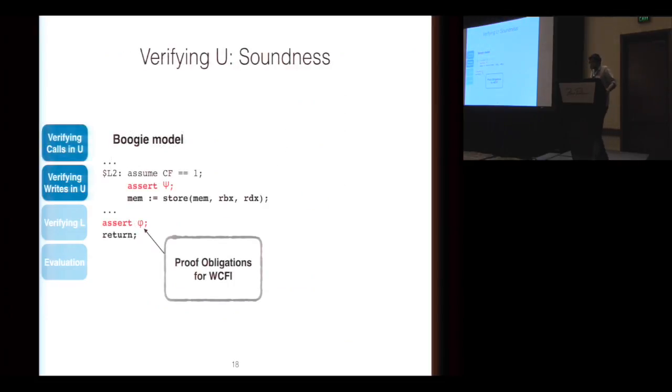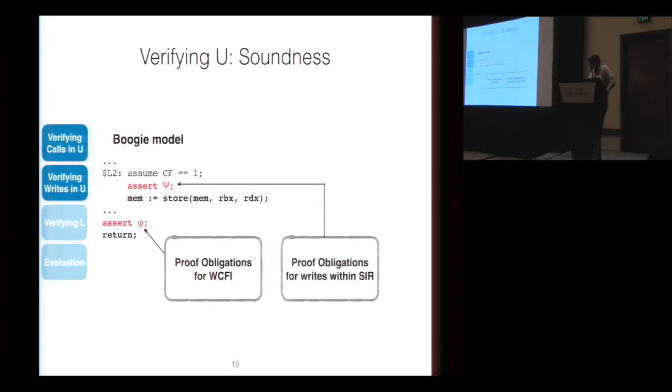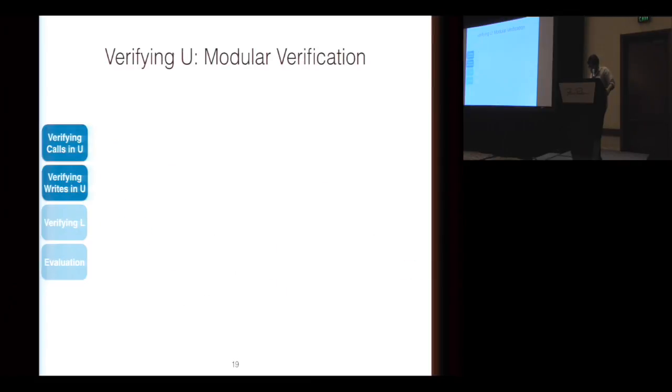So previously, I gave you proof obligations for weak CFI, and now I've given you proof obligations needed to make sure writes are within SIR. That gave us the property that we wanted, which is IRC, and that property states that all interactions with runtime libraries go through the send API. Now, I've given you a set of proof obligations; take our entire user code and prove these proof obligations.